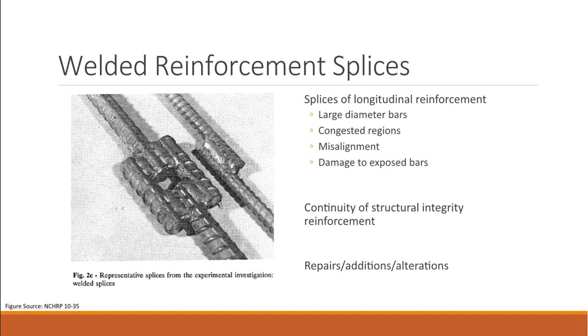Probably the main one, especially for cast in place construction, would be welded reinforcement splices. There could be a number of reasons why welding might be preferred over a more traditional lap splice or some other type of mechanical splice. Maybe there are some larger diameter bars or a significant amount of congestion where a welded splice may help relieve some of that congestion. Or if you have a really large bar with a large lap length, the weld can be quite a bit shorter in some of those regions.